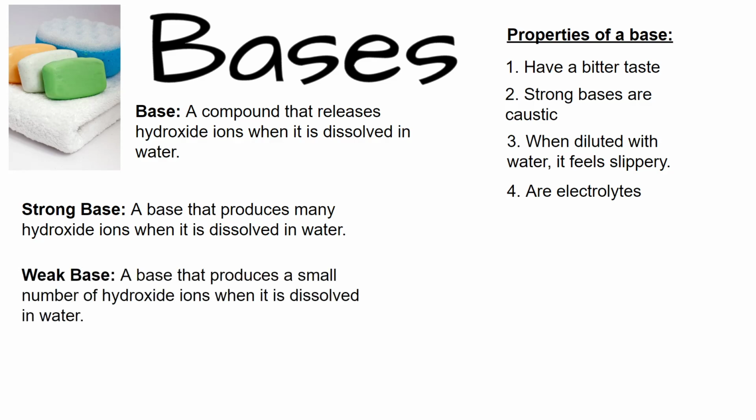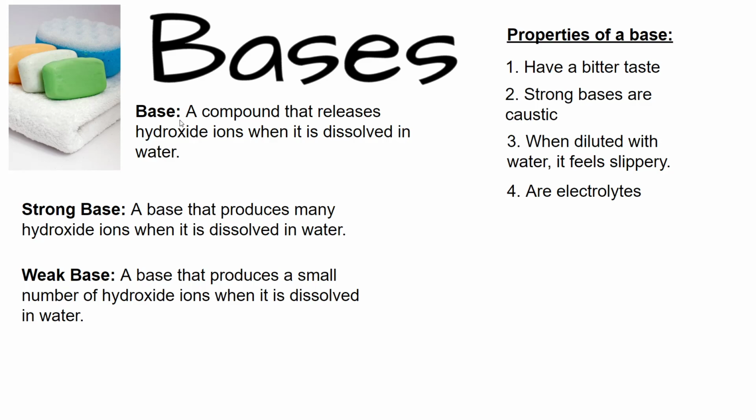A weak base is a base that produces a small number of hydroxide ions when it is dissolved in water. Because weak bases produce very few hydroxide ions, they are poor electrolytes. Examples of weak bases are ammonium hydroxide and aluminum hydroxide. Bases can cancel out acids because the hydronium ions from the acid and the hydroxide ions from the base combine to form water. We're going to learn about this in our next video.